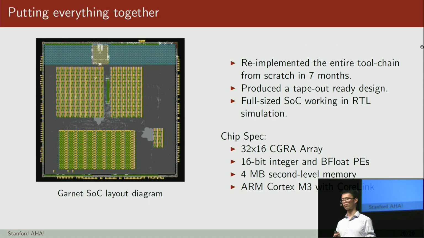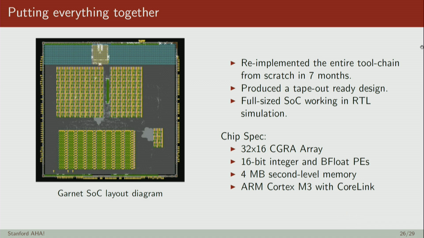So we re-implemented every single thing from scratch, including the hardware and software stack, in 7 months, and we produced a tape-out-ready design as you see in the picture on the left. Garnet is a full-size SoC working in RTL simulation. Just to showcase the specs of the chip, Garnet features a 32 by 16 CGRA array, and each PE tile can perform either 16-bit integer or bfloat operations. We also have a 4 MB second-level memory that serves as a buffer between the M3 processor and the CGRA array. And we also incorporate lots of ARM IPs to make the SoC work.